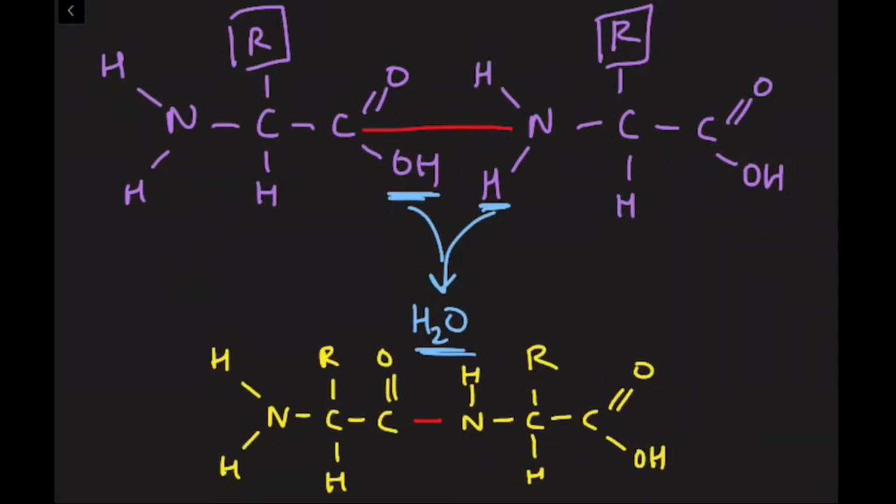Now, like we talked about before, bonds formed through dehydration synthesis have different names depending on the macromolecule that they are formed with. So in carbohydrates, this bond is called a glycosidic linkage. In lipids, it's called an ester bond. In proteins, or between amino acids, it's called a peptide bond.